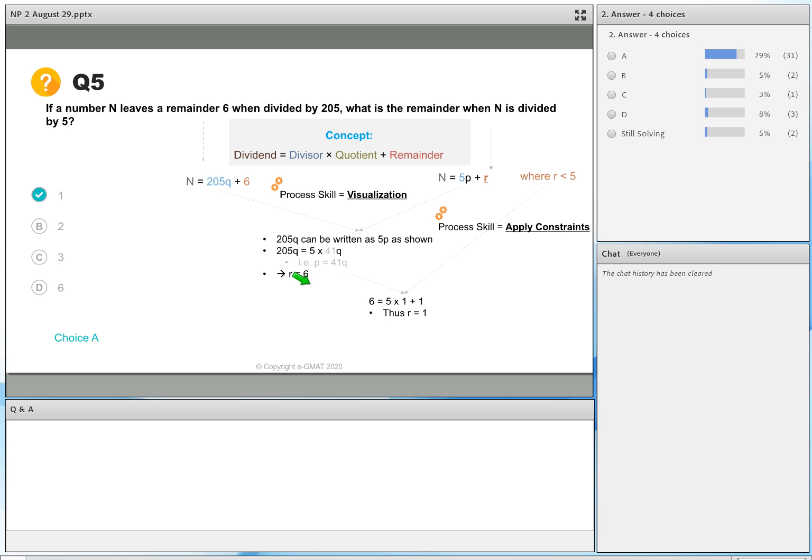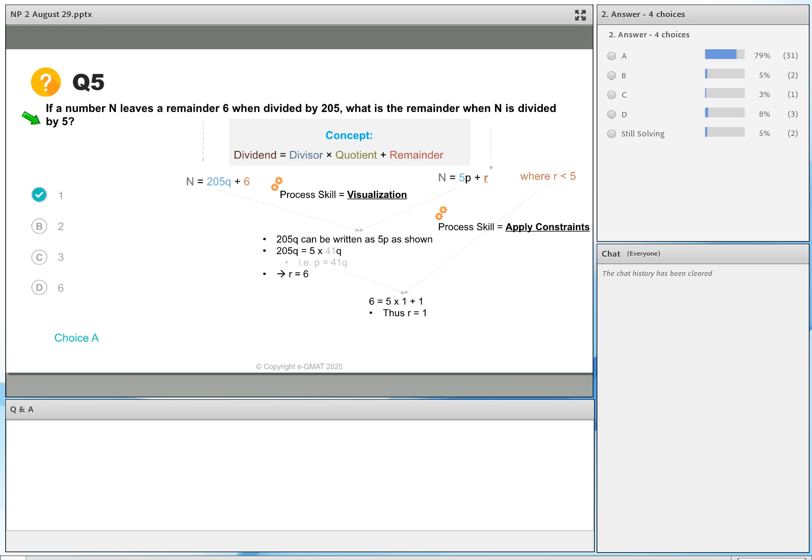Would you say that? No. So people, 8% of you who marked D, you stopped right here. You forgot about the condition that the remainder has to be less than the divisor. So 6 can't be the final answer. What you do in such a case is, you take this remainder that you have and divide it one more time by your divisor.